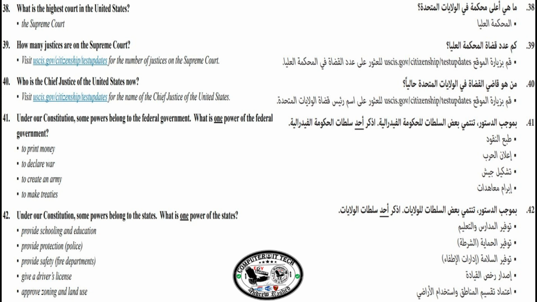Under our Constitution, some powers belong to the federal government. What is one power of the federal government? To print money. To declare war. To create an army. To make treaties.